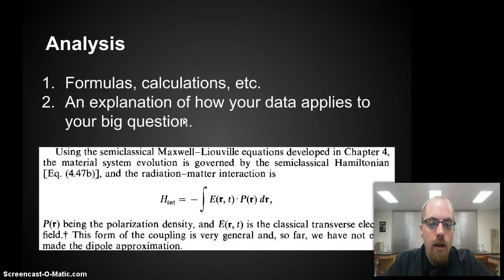The fourth component of a lab report is the analysis section. So this is where you take your data and you really analyze it, okay? And so you use formulas and calculations. That's the first component. So any formula that you use, any calculations that you make, anything that you're not directly measuring, that's all part of your analysis. And in addition, in the analysis, you want an explanation of how your data applies to your big question.